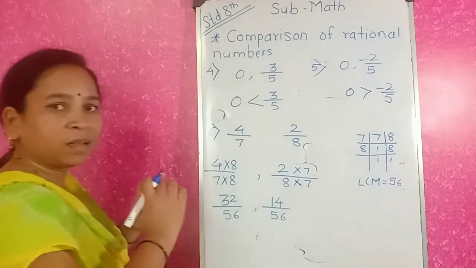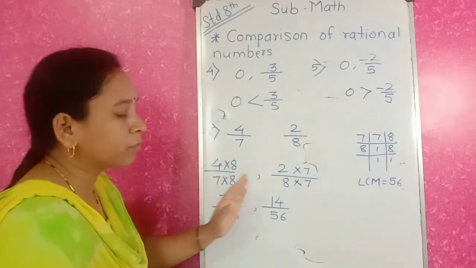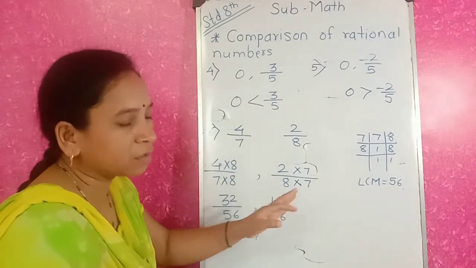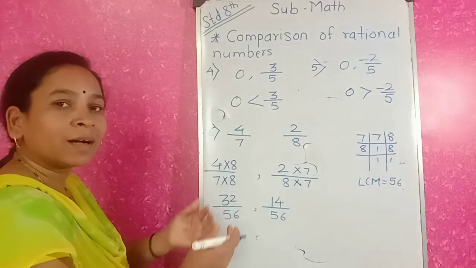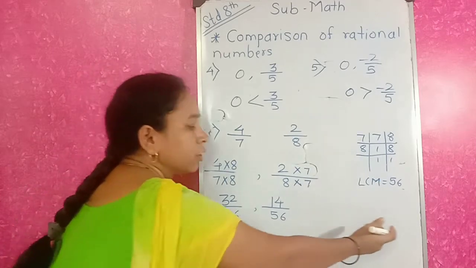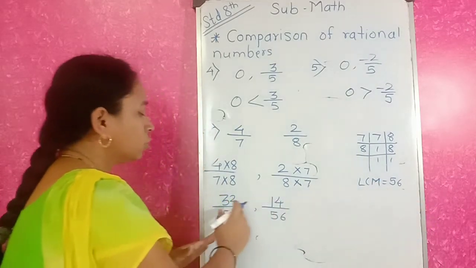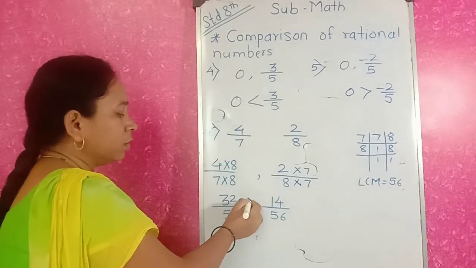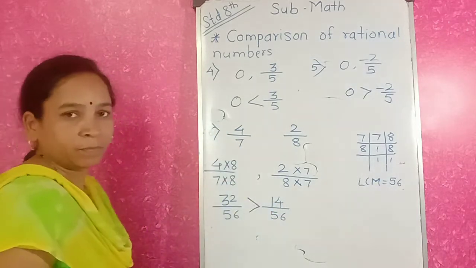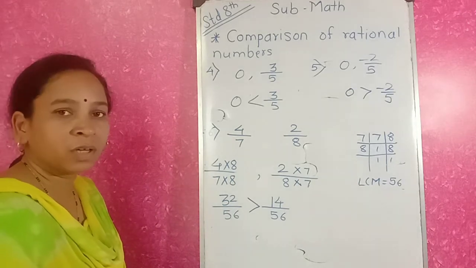Imagine a number line. Now if you plot 14 and you place 32, 14 will come on the left side. 14's place would be here and 32 will come somewhere over there, on the right side. So 32 is bigger than 14. So in this way we have seen the comparison of rational numbers.